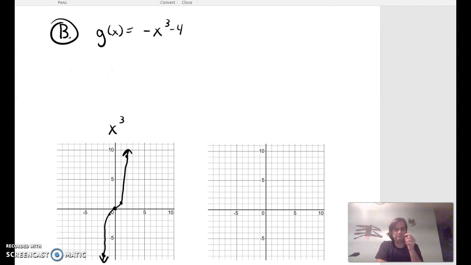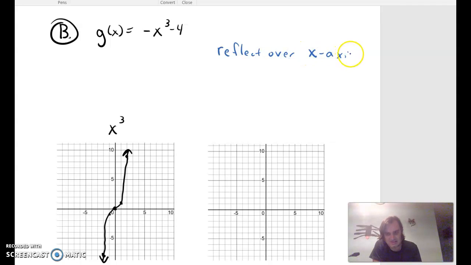All right. Our next practice problem, B, is g of x equals negative x cubed minus 4. So the parent function is x cubed. So let's see what's happening. We plug in x, it gets cubed. We've got a minus in front of that, so that's going to reflect over the x-axis. And then minus 4 is going to take it down 4.